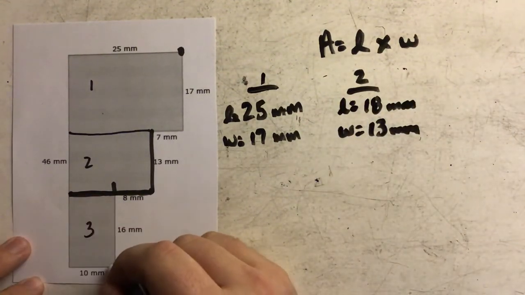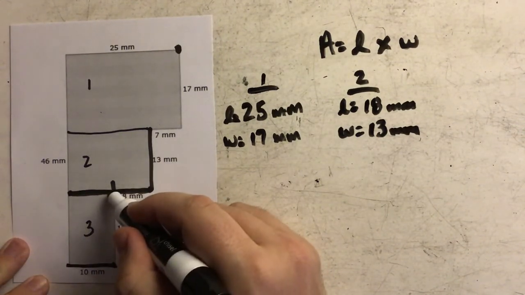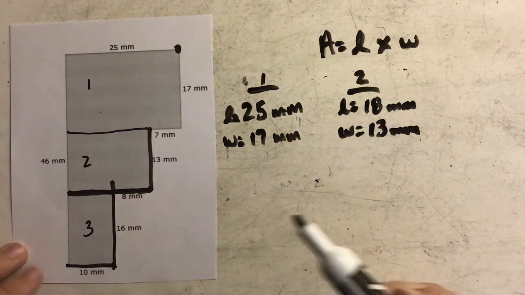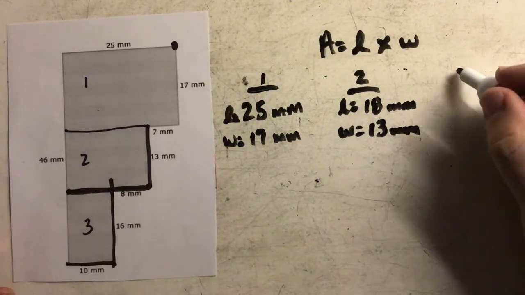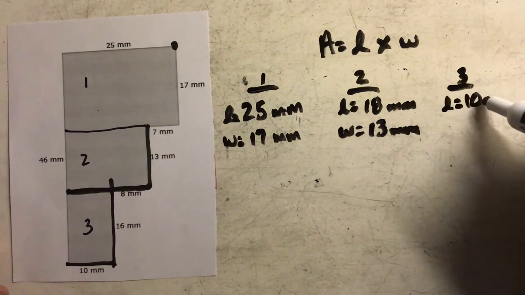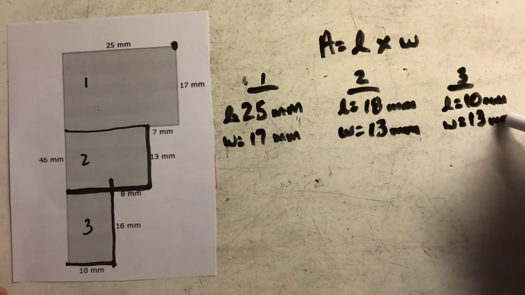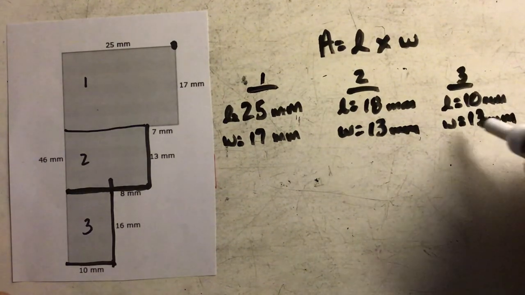And then finally down here, I do have both of these measurements. I can see that my length is 10 and my width is 16. So for my third rectangle, length is 10, width is, excuse me, 16.